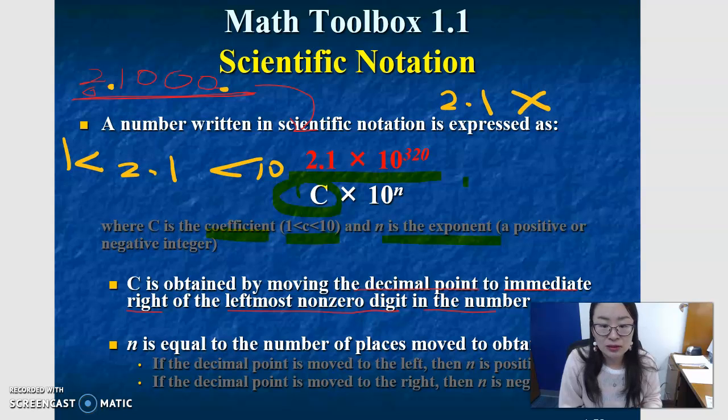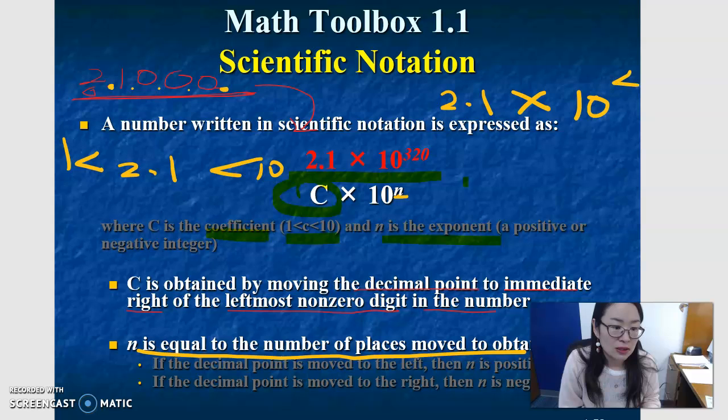Now I need to find the exponent part. So times 10, I need to find the n. What's the n number here? Is it positive or is it negative? n is equal to the number of places moved to obtain C. So how many places did I move? I moved 1, 2, 3, 4. I moved 4 places to get C. So the power must be 4.